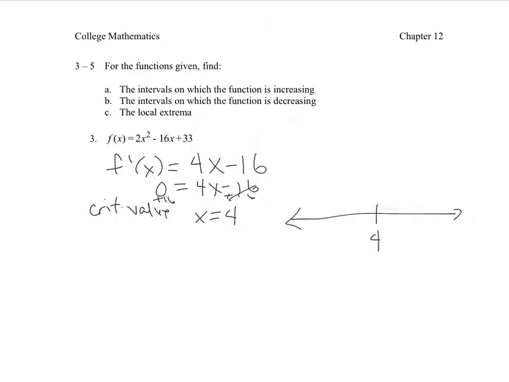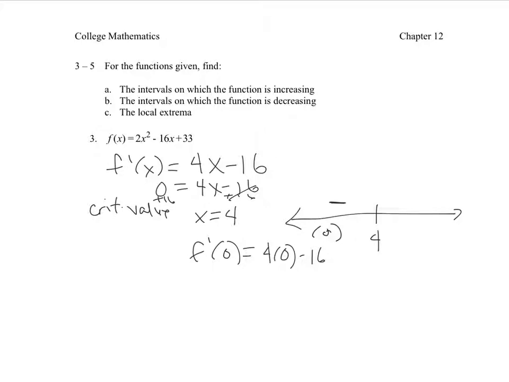0 is probably the easiest number to plug in. So I'm going to plug in 0 and see what happens. If I plug 0 into the derivative, I get 4 times 0 minus 16. I really don't care what the number is. I just need to know if it's a positive number or a negative number. What is that going to be? That's negative. Okay? Because 0 minus 16 tells me I've got a negative number.